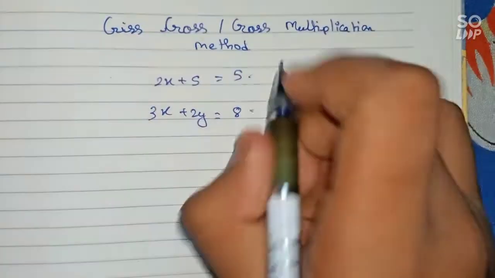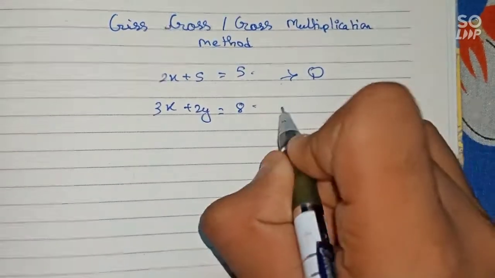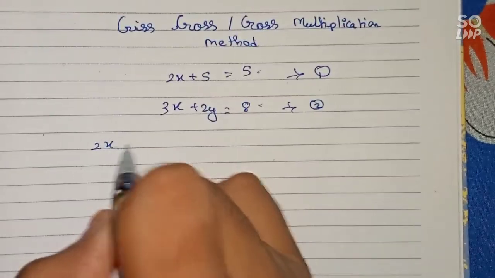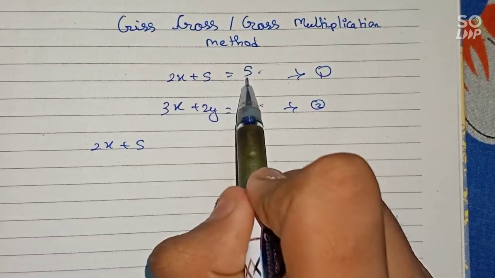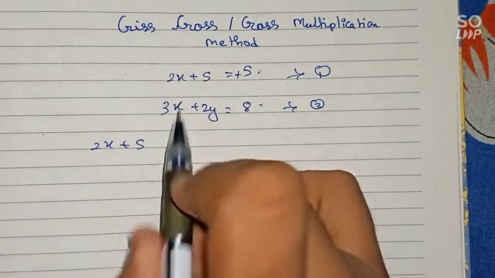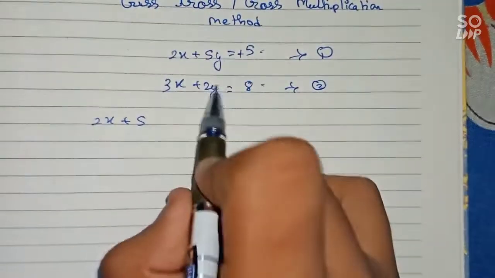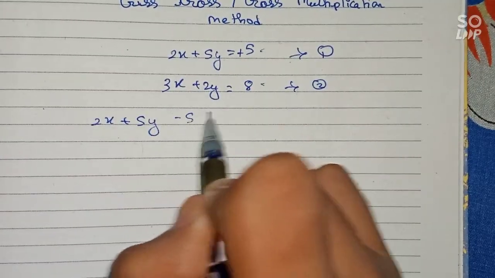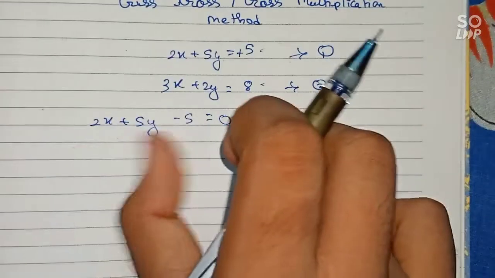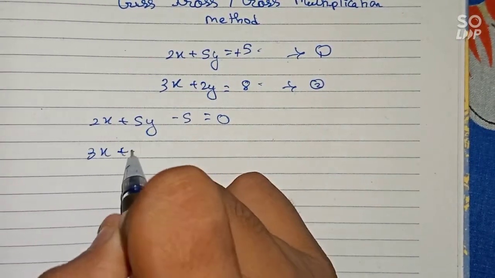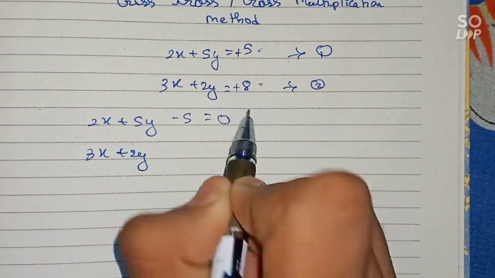So imagine this is our equation number 1 and this is our equation number 2. So first equation number 1, 2x plus 5. So this 5 is plus in this side, so it will become minus here. So 2x plus, sorry, it will be y also here. So 2x plus 5y minus 5 is equals to 0. You have to take the equation like this. And the second one, 3x plus 2y. Now it is plus 8 here, so here minus 8 is equals to 0.